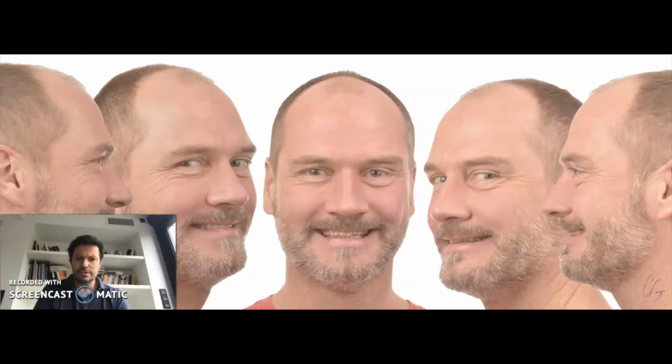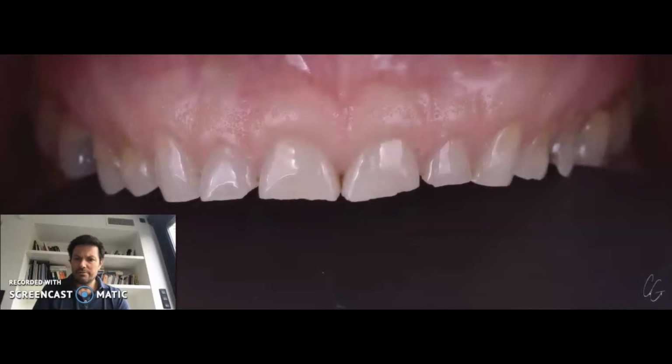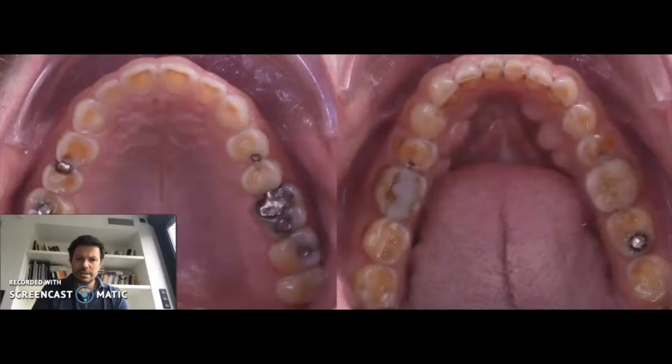He's 40 years old, and he came into my office because he's worried about his worn teeth. As we can see on these occlusal views, he lost enamel on several teeth, and some of the teeth became sensitive. So this is the kind of patient we have to treat.